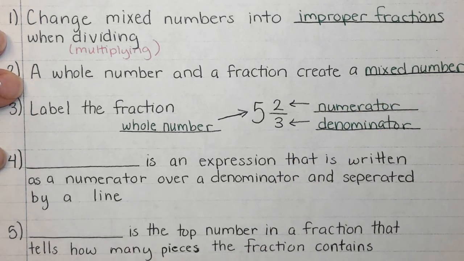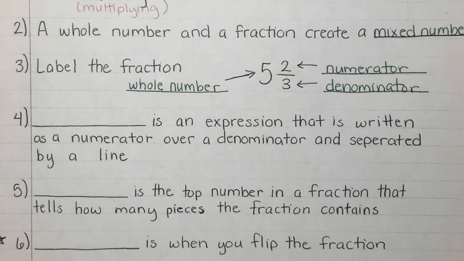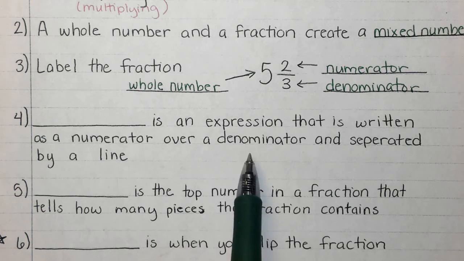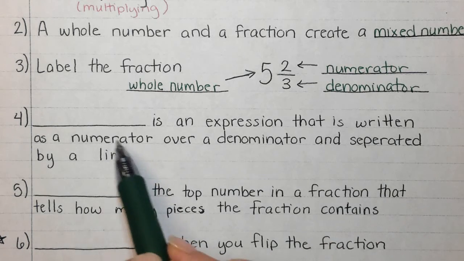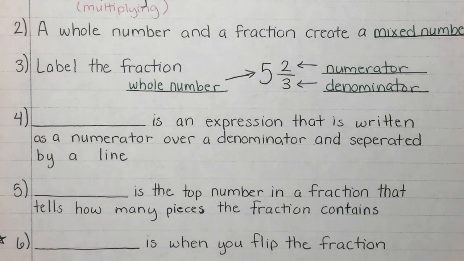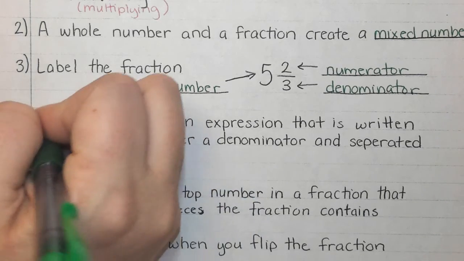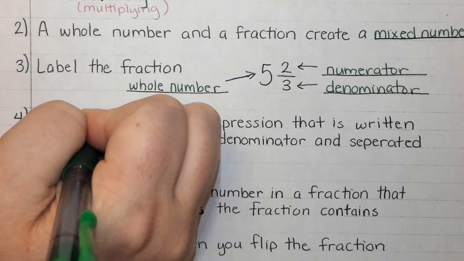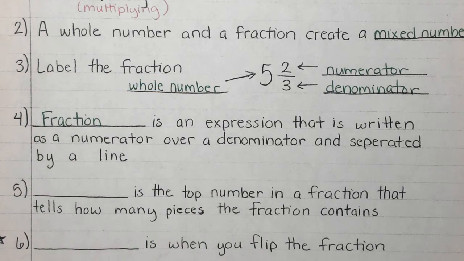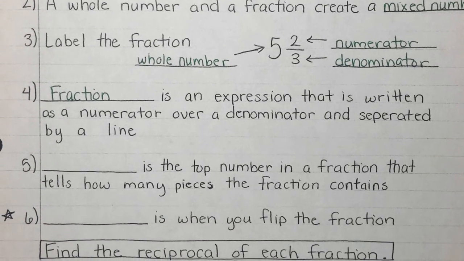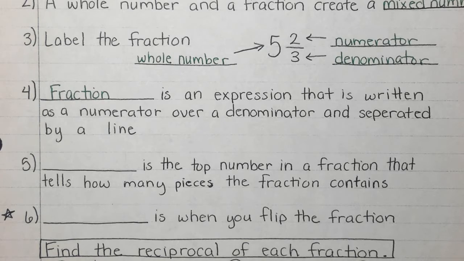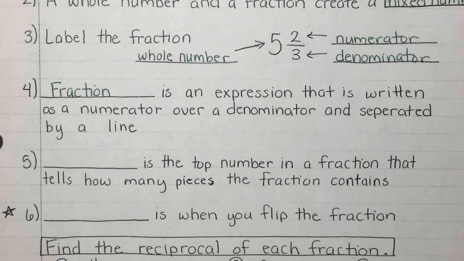All right. Blank is an expression that is written as a numerator over a denominator separated by a line. What did we just describe in that sentence? Jakaria? A fraction. It sounded like a fraction because it is a fraction. And then number 5, the top number of a fraction that tells you how many pieces a fraction contains is what, Mason? The numerator.